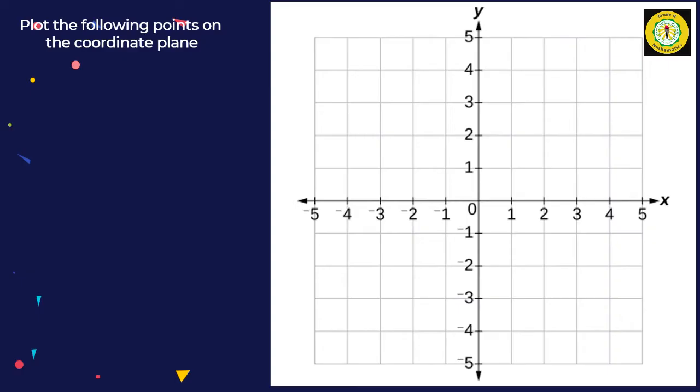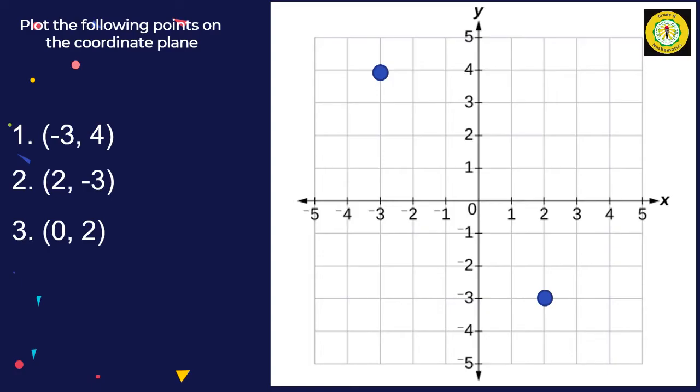Plot the following points on the coordinate plane. Number 1, negative 3 and 4. So makikita natin siya sa, okay, very good, sa quadrant 2. Number 2, 2 and negative 3. Makikita naman natin siya sa quadrant 4. Next, 0 and 2. So makikita natin siya along the y-axis. Number 4, 4 and 0. Makikita natin siya along the x-axis.